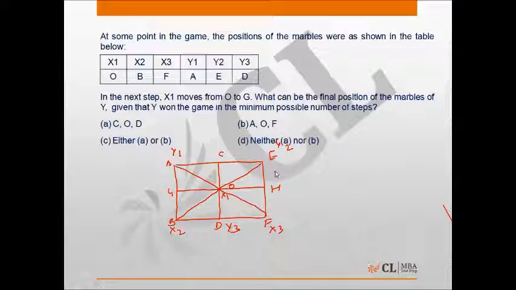It also gives further information. In the next step, X1 moves from O to G. It means X1 is moved from O to G. So the current position of X1 after the first move is G. What can be the final position of the marbles of Y given that Y won the game in the minimum possible number of steps?